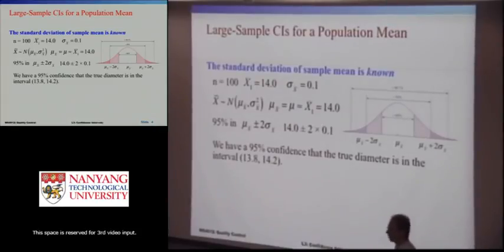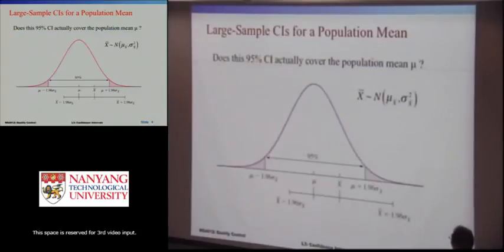What does this mean? You said that the point estimation is something unreliable, but you still use it. Are you kidding? No. Let's look at the next slide.